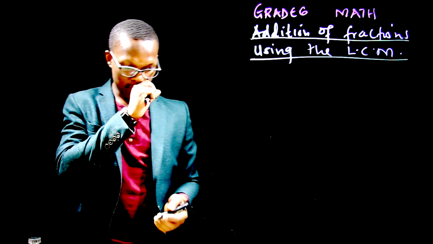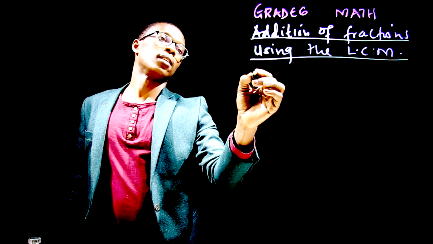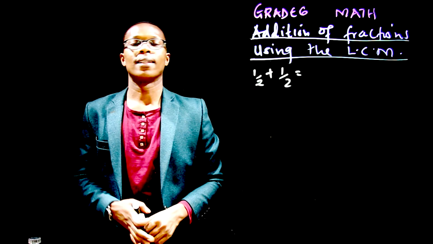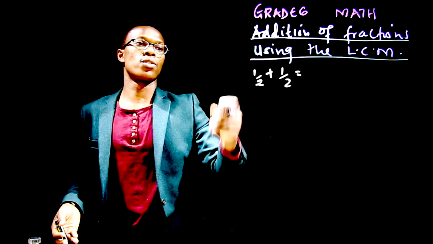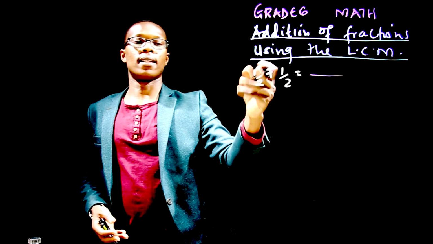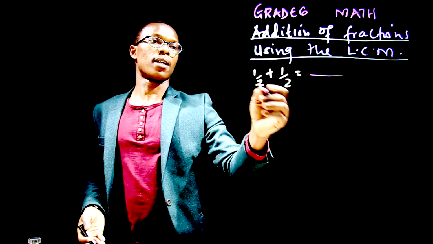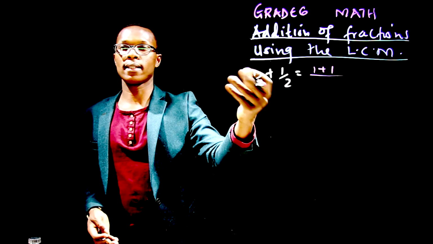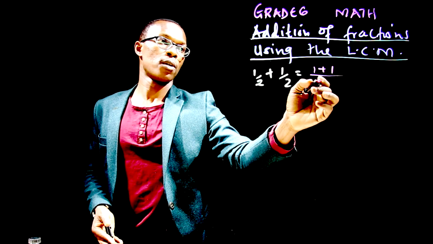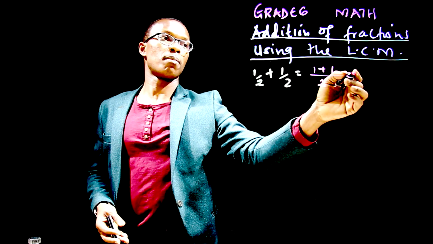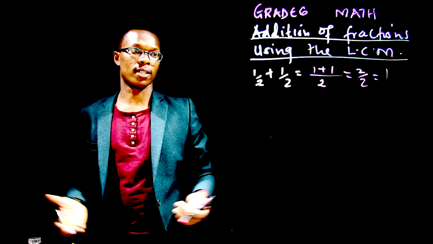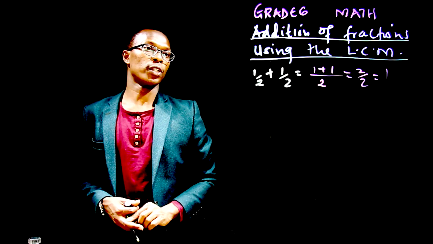For example, let's say we have 1 over 2 plus 1 over 2. This is very easy. Why? Because you just simply add the numbers that are on the top. That is 1 plus 1. And normally the denominator remains the same. So it's just 2. That means 2 over 2, which gives you a whole, which is 1. Is that clear? Good.